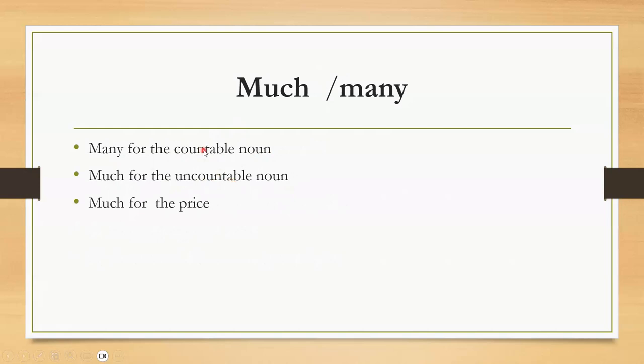Okay. Countable noun, like what? Bag. I can say one bag, two bags. Like chaya: one chaya, two chayas. But uncountable nouns are like sugar, oil, water. And much is also for the price. If I want to ask about the price, كم السعر, I will use much.